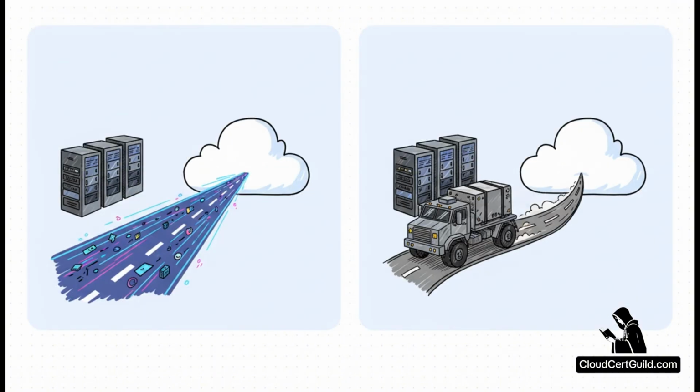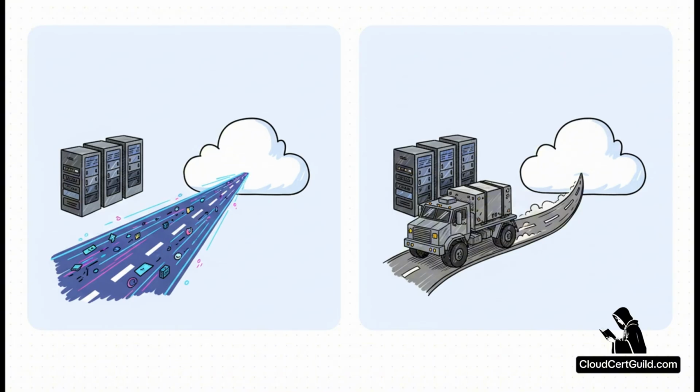So how do you solve this? Well, you have two main options. For these massive data sets like 75 terabytes or more, a physical transfer appliance is absolutely the way to go. Google actually sends you a high-capacity server, you load up all your data, and you ship it back. It's like moving your data in a giant truck instead of one car at a time.